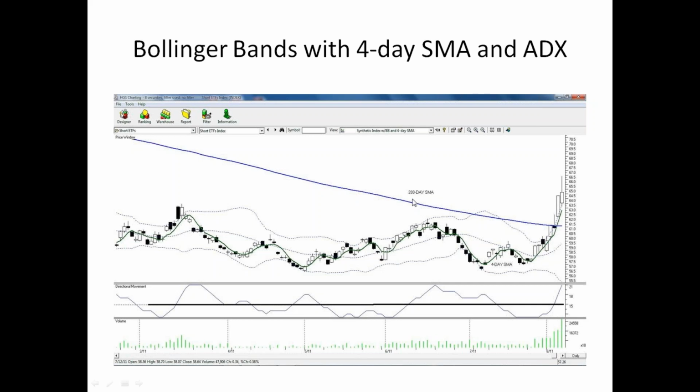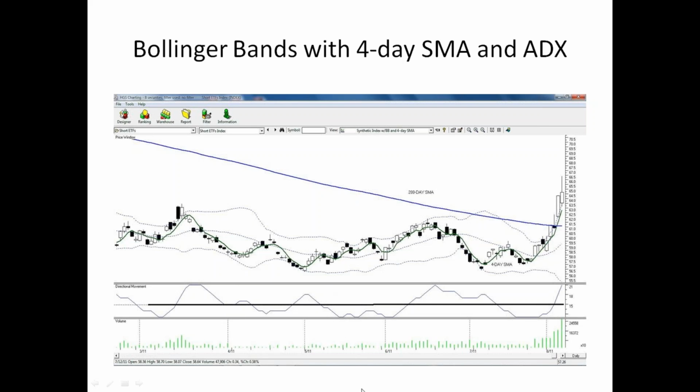Here's the 200-day standard moving average, our Bollinger Bands. This moving average in here is the 4-day standard moving average. Very powerful for short-term, not short-term trading, but short-term reversals. We've got a directional movement, our ADX in here, and volume.